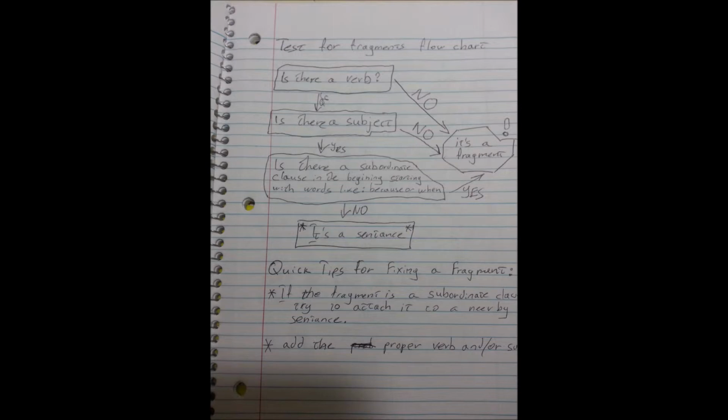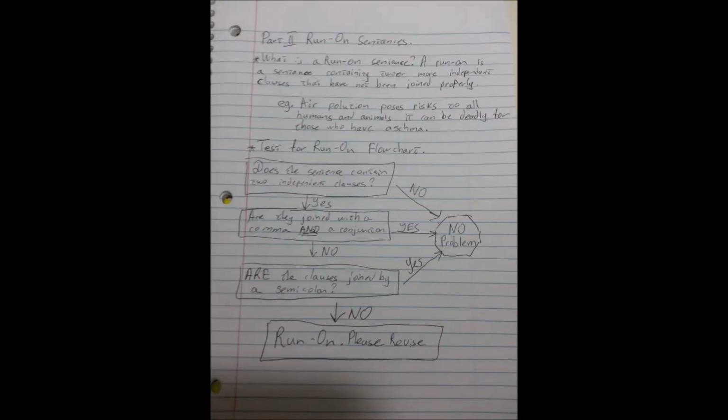There are two quick ways to turn a fragment into a real sentence. First, add a verb and/or subject, whichever one is missing. And the second way is to simply conjoin the fragment with a nearby sentence.